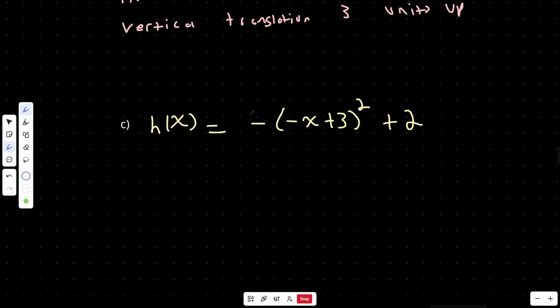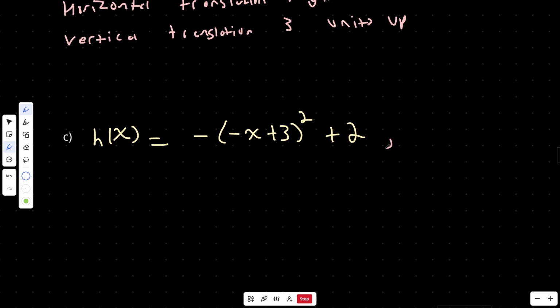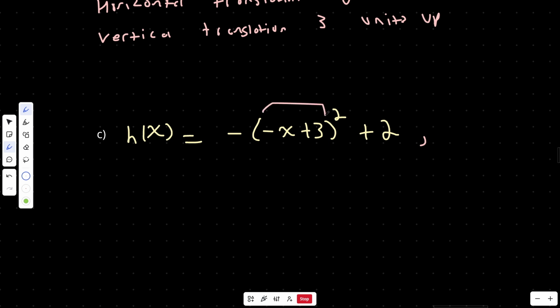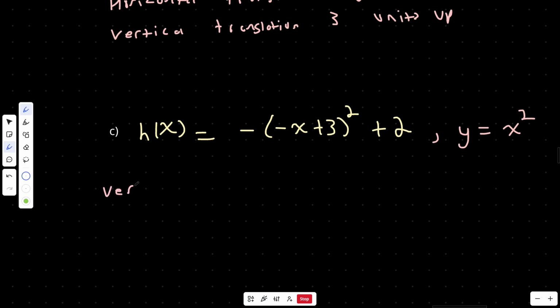So we're given the function h of x, and let's identify the parent function. So what I'm seeing here, it looks like it's a quadratic. So we're just going to say y is equal to x squared. Okay, so let's start by identifying the vertical stretch. So I'm noticing here there is nothing here, so that means we can treat that as a 1. But there is a negative sign here, so that means we're dealing with a vertical reflection. So we can just right off the bat say vertical reflection.